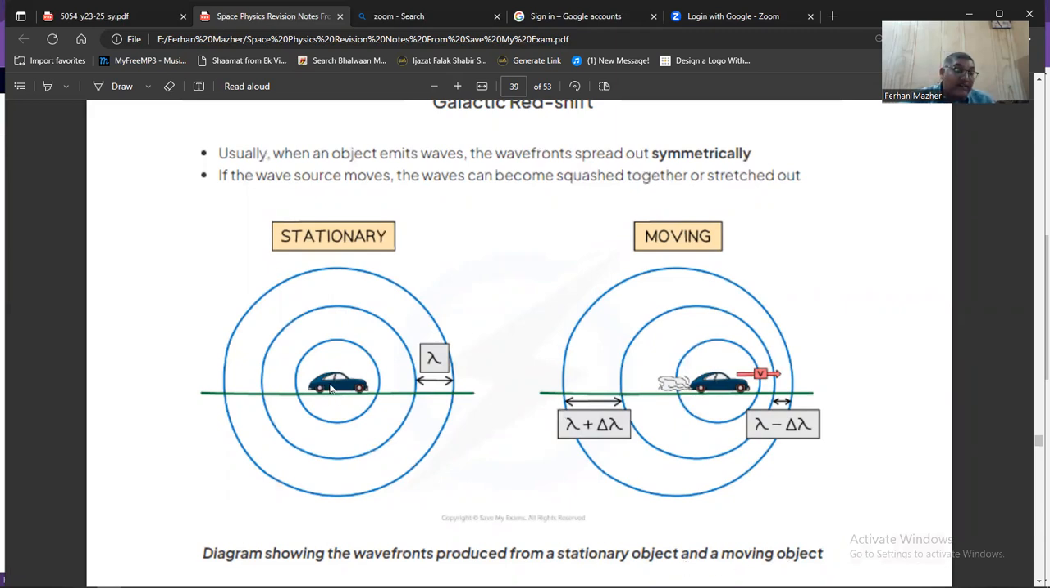For example, if the car is stationary, the waves produced by the sound from this car are equally spaced. But if the car is moving towards the right and producing sound, and you are observing the sound waves here, you will observe that their wavelength becomes less because the car is approaching you. But if you observe those same sound waves by standing here, you will observe that their wavelength has increased.